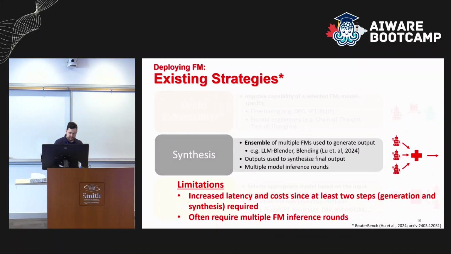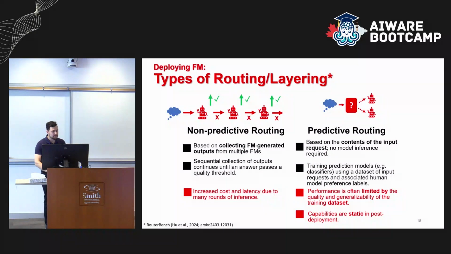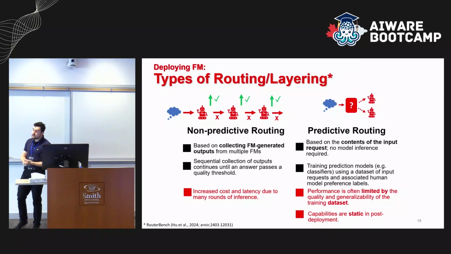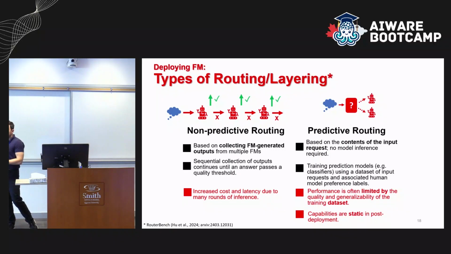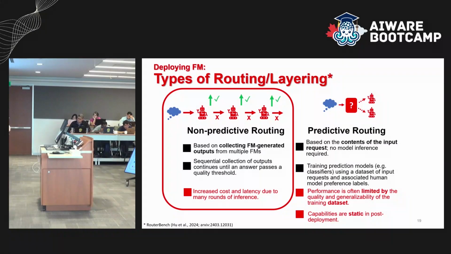And we'll find out there's another approach to this, which is, again, routing. Personally, my favorite, and we'll find out in a second. There are two types of routing. One is non-predictive routing, and then there's predictive routing. If we focus first on our left, non-predictive routing is concerned with collecting outputs of multiple FMs, again. But the way it does it, we don't do it in parallel and just combine them together and look at which one's better. Instead, it's usually done sequentially.